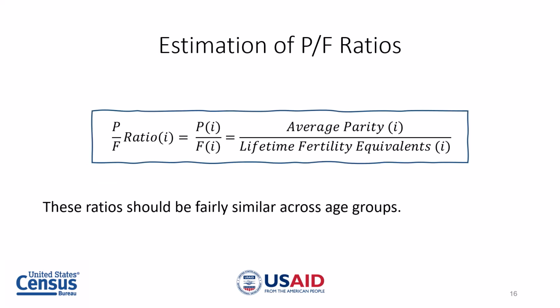An age-specific PF ratio results from dividing age-specific average parity by the corresponding age-specific lifetime fertility equivalent. If there is low or no birth underreporting, PF ratios by ages of mother 20 to 24, 25 to 29, and 30 to 34 should be similar and close to 1. If there is birth underreporting, PF ratios by age of mother 20 to 24, 25 to 29, and 30 to 34 should be similar and larger than 1.